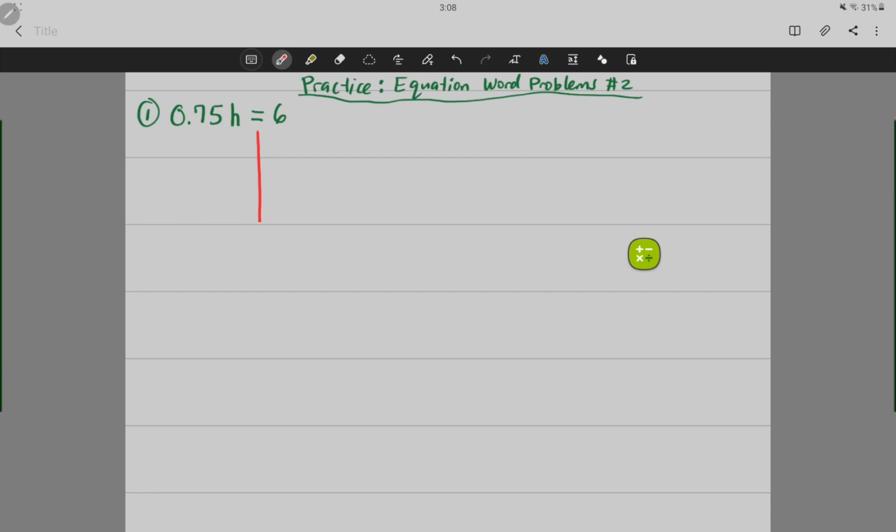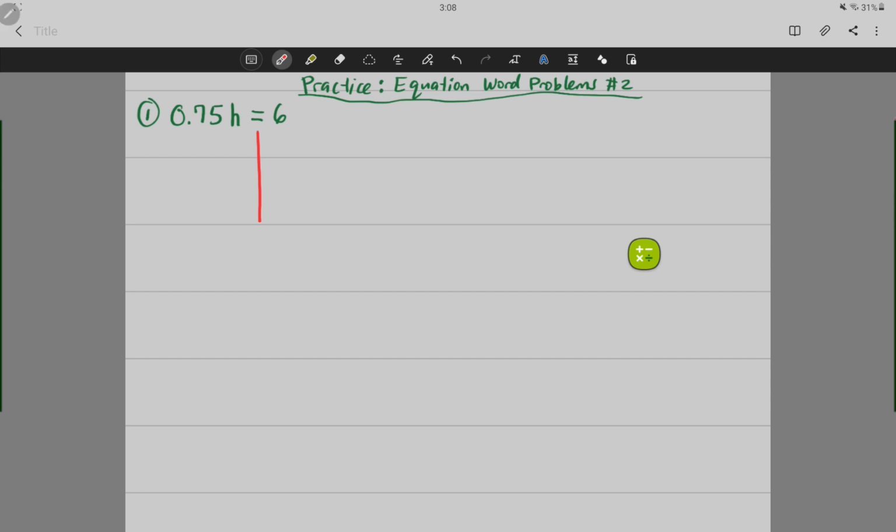An equal sign, draw the line. Now we want h alone by itself. To do that, we have to get rid of the 0.75. And we should know it's multiplying because it says 0.75h, which is 0.75 times h.